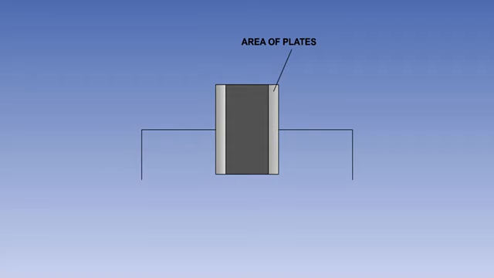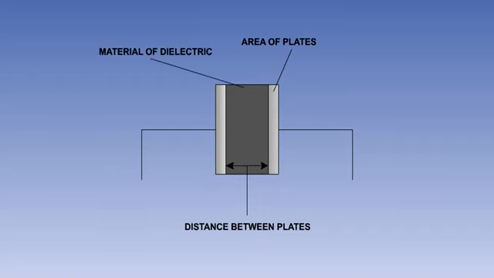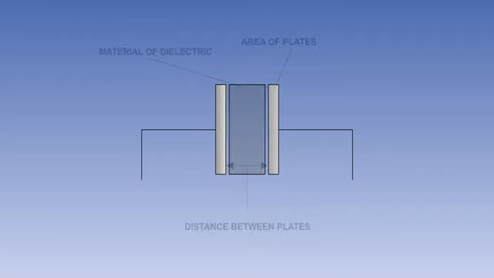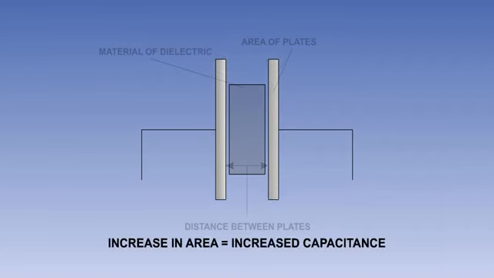There are 3 factors that affect the capacitance of a capacitor. These are the area of the facing plates, the distance between the plates, and the material of the dielectric. It is fairly obvious that the larger the area of the plates, the more electrons can be stored on them, so capacitance will vary directly with plate area.